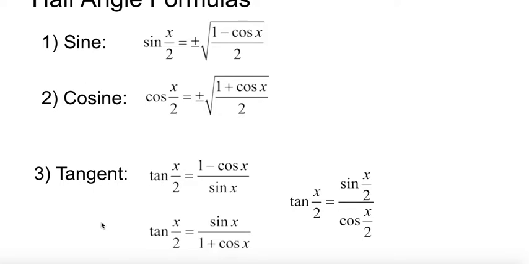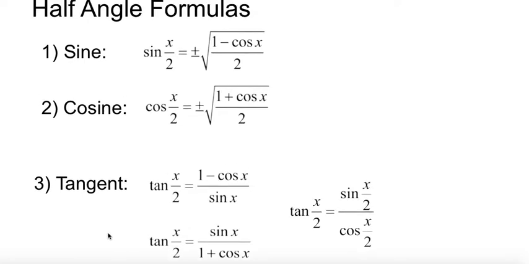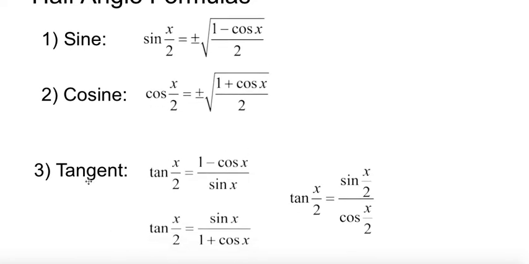The cosine of x over 2, or 1/2 x, is plus or minus the square root of 1 plus cosine of x, divided by 2. The tangent of x over 2 is 1 minus cosine x divided by sine x. Or you could have the sine of x divided by 1 plus the cosine of x. Or we could do the sine of x over 2 divided by the cosine of x over 2. So make sure you copy all those down.